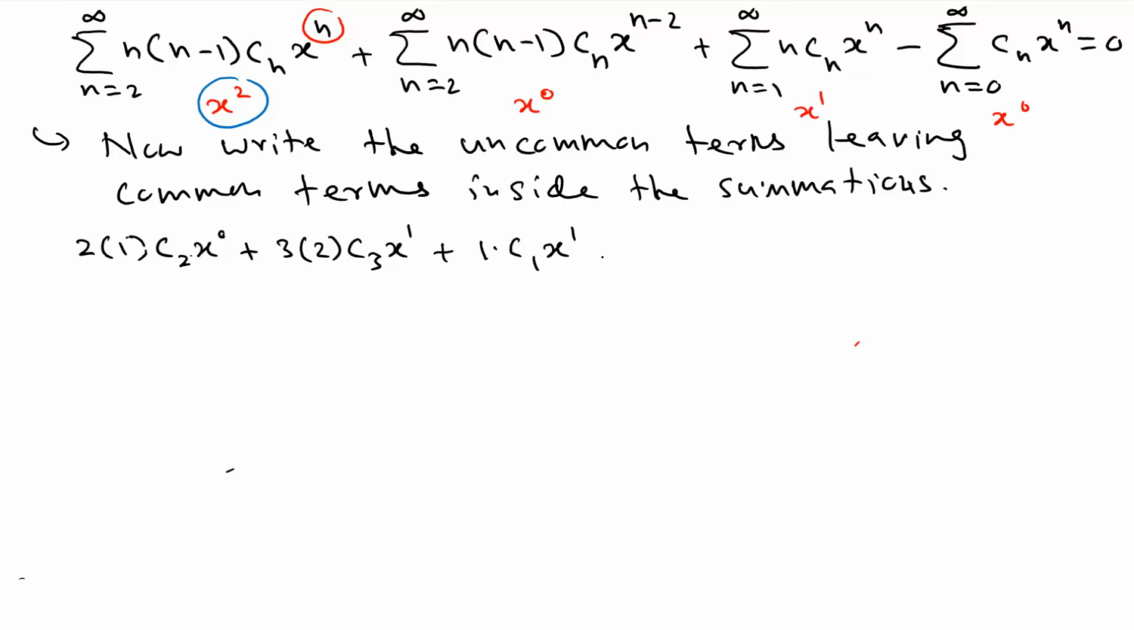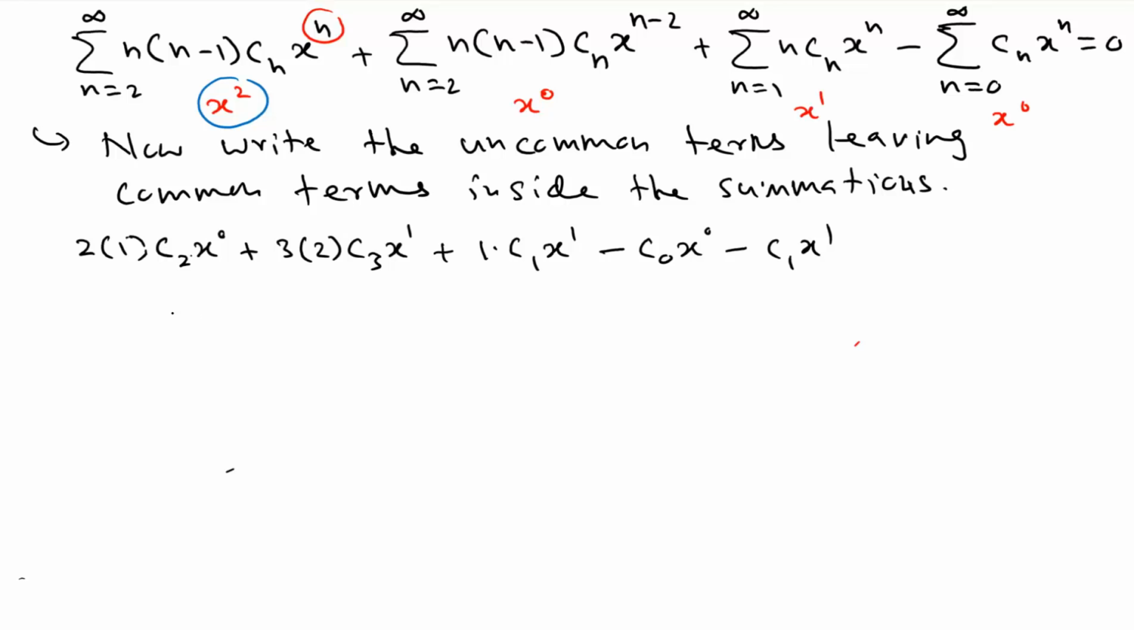From the fourth one, we have two uncommon. This is a minus. So the uncommon one, when you apply n equals 0, that means c0 x to the 0, and then minus c1 x to the 1. So those are all the uncommon ones. Now let's write the common ones as a sigma.